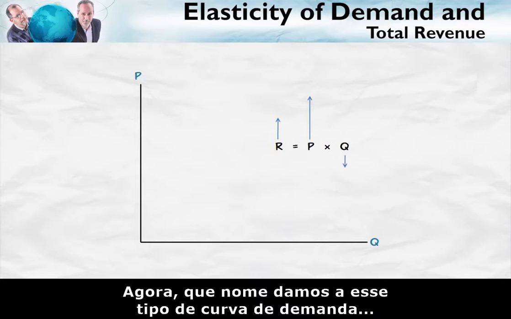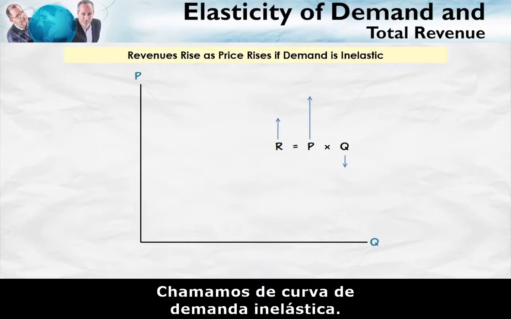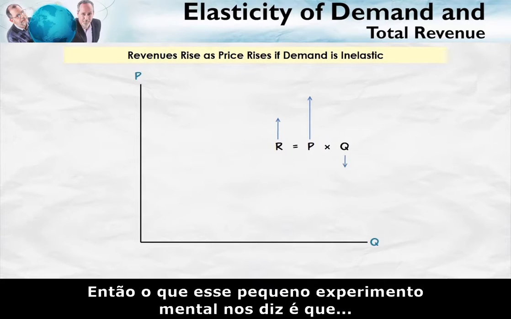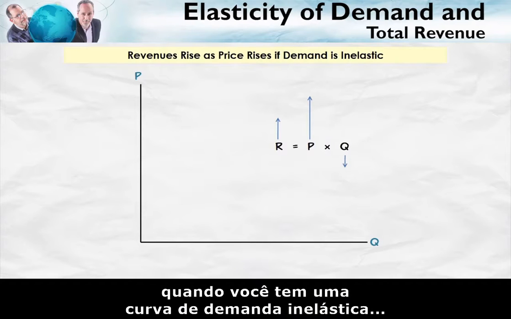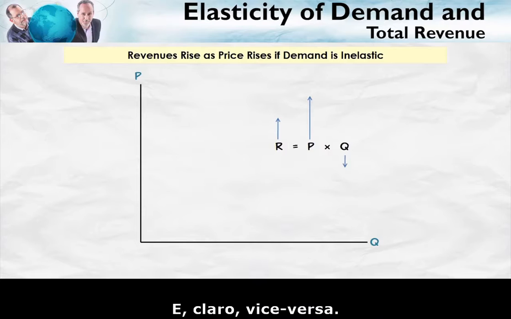Now, what kind of demand curve do we call that? When price goes up by a lot and quantity falls by just a little bit, we call that an inelastic demand curve. So what this little thought experiment tells us is that when you have an inelastic demand curve, when price goes up, revenue is also going to go up, and of course, vice versa.